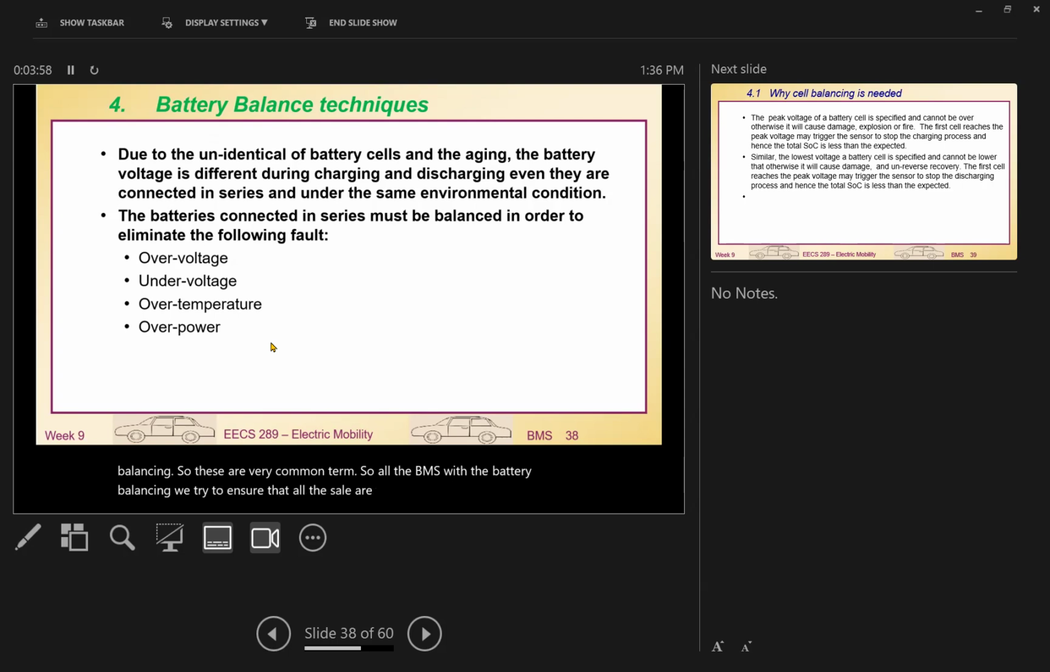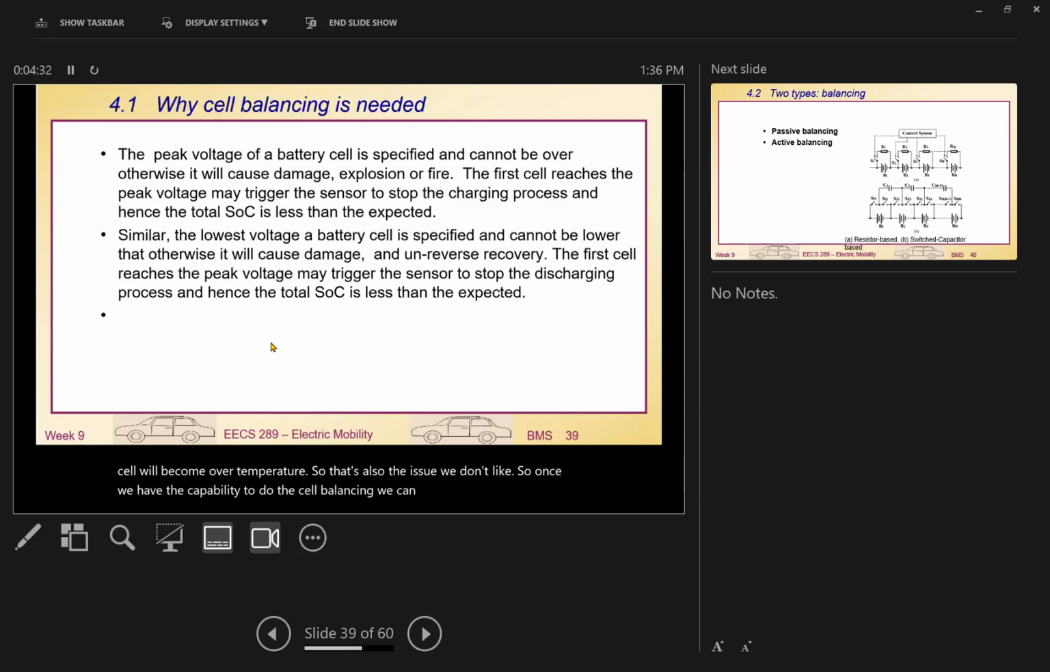In this case, if all the voltage are equal, then we don't have any particular cell become overcharged or over-discharged. If the voltage are different, maybe some cell have low voltage, some cell high voltage. When we charge and discharge them all together, some of the battery cells may be overstressed, may be overcharged or undercharged. That's the issue we don't like. Once any battery cell becomes overcharged, then one particular cell will become over temperature. So that's also the issue we don't like. So once we have the capability to do the cell balancing, we can eliminate most of the problem.